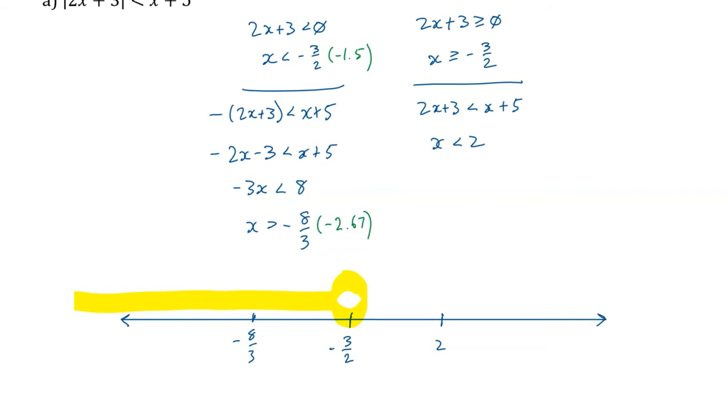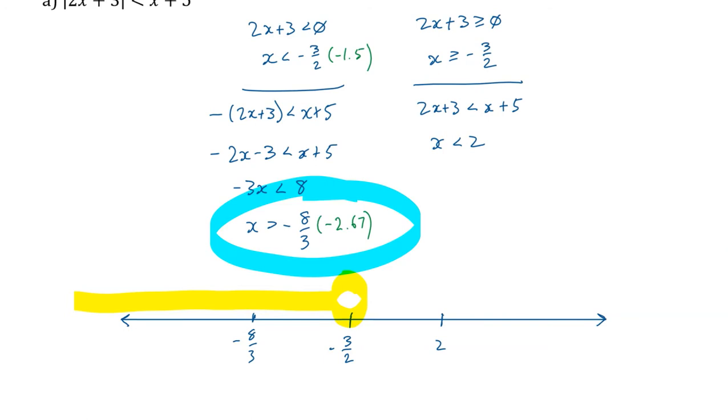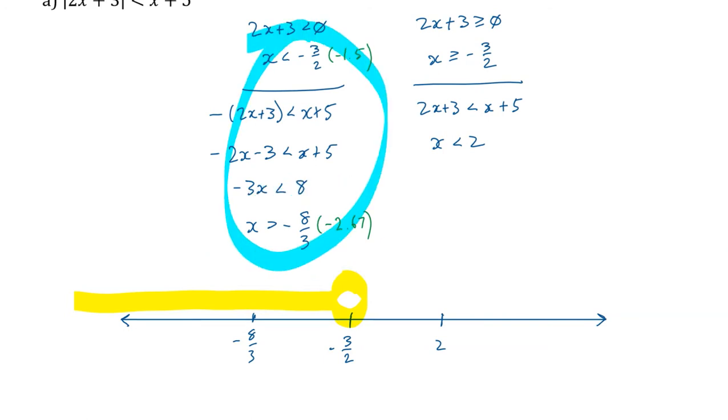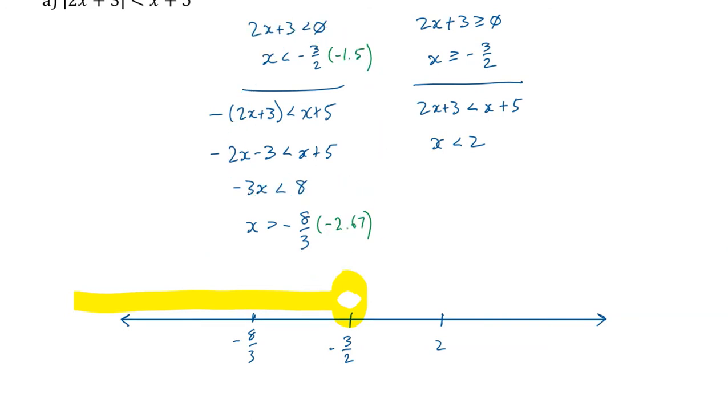Now I'm moving to a new color. And I'm doing this, and those are from the same case. So I'm putting those together above the line. Again, this is just how I do it. And this is all values greater than negative 8 over 3. So again, it's an open circle, and I'm going this way.